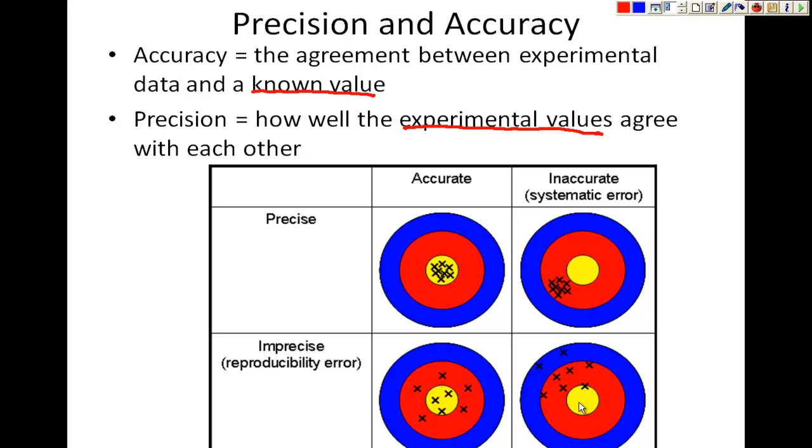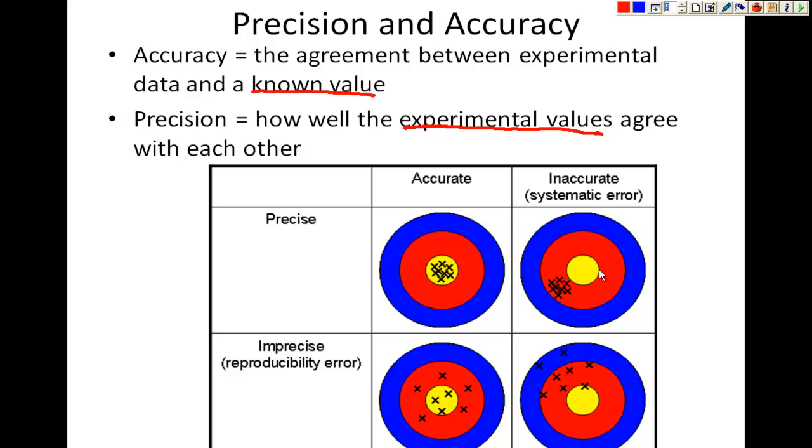Now this one is neither. It's not accurate. If I took an average of this, it is not in the bullseye. And it is not precise because the experimental data is not exactly agreeing with each other. The x's are not on top of each other.